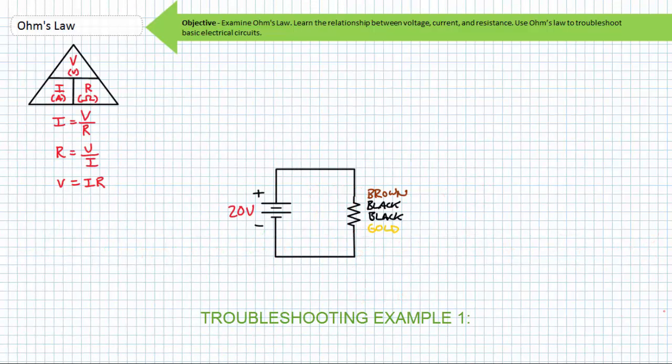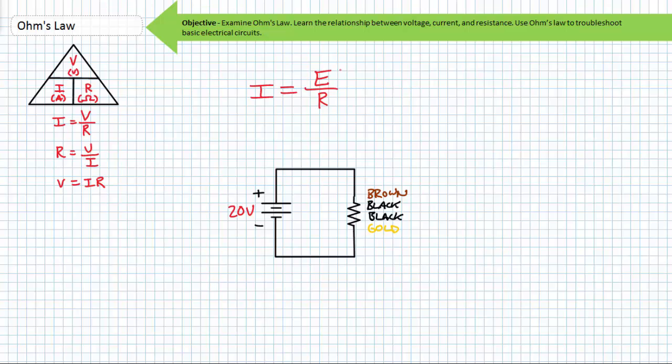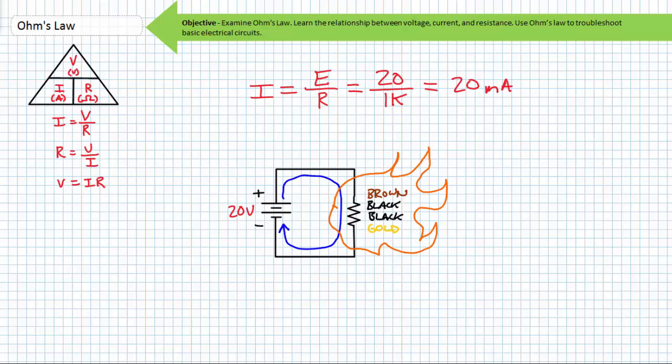Let's say we're supplying 20 volts to a 1 kilo ohm resistor. Do the calculations first. What's the current you'd expect flowing through this resistor? Ohm's law states that current is equal to the voltage across it divided by the resistance. 20 volts divided by 1 kilo ohm yields 20 milliamperes. Let's say though, as soon as you turn on the power, this 1 kilo ohm resistor's paint job turns an ugly shade of brown, starts smoking, and is quickly engulfed in flames.